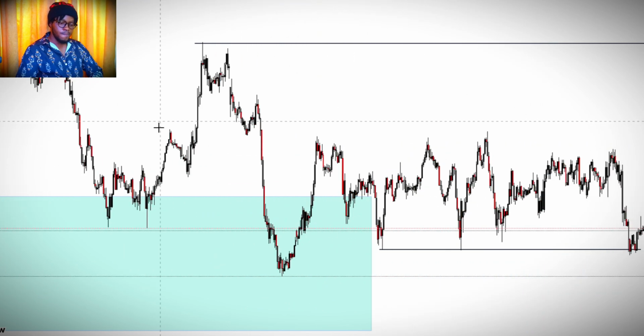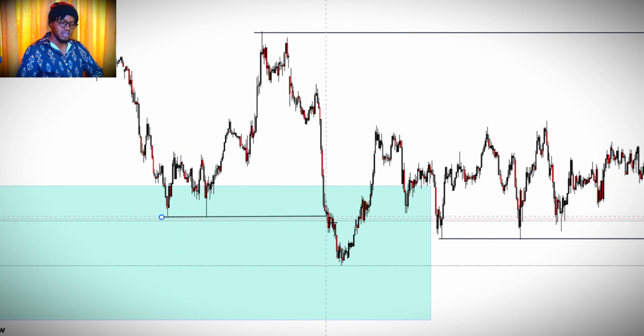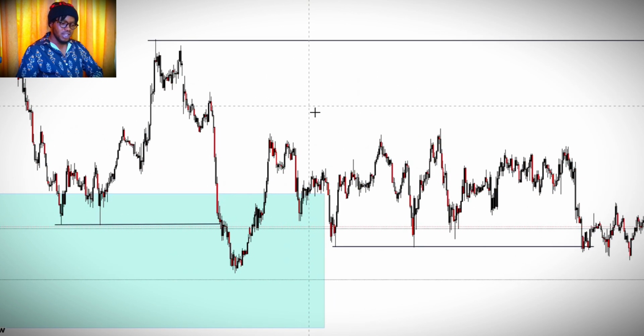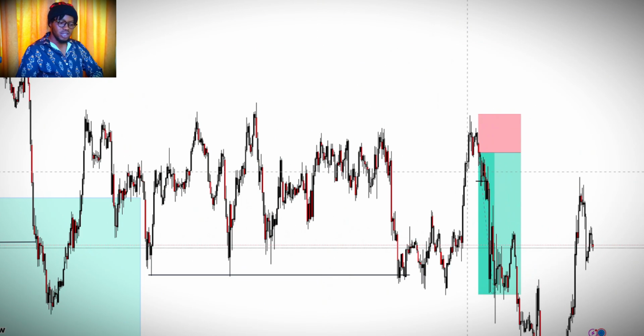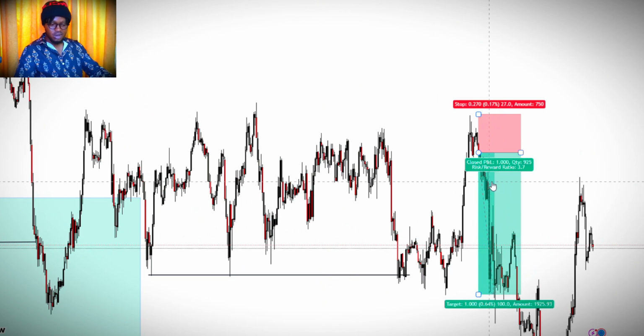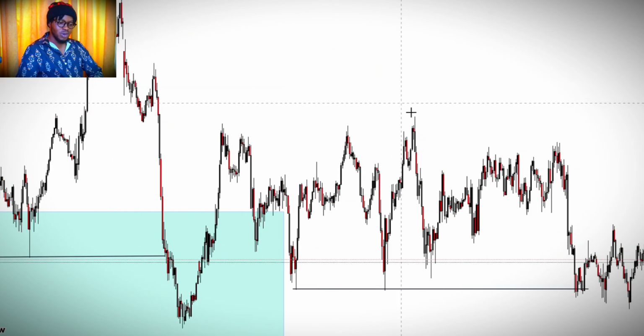Right here, price pulled back and gave us another break of structure to the downside. So we know that price is still clearly bearish. You are not going to trade against the trend. Then again, look at the trade. The trade has already played out. So don't come here and gaslight me or whatever.